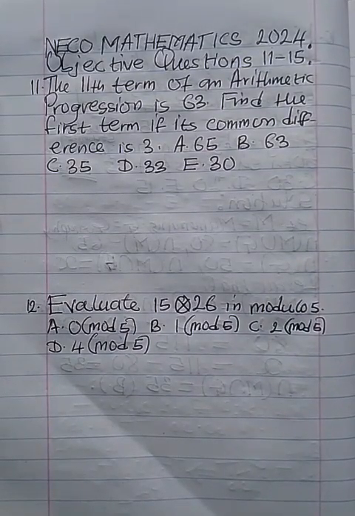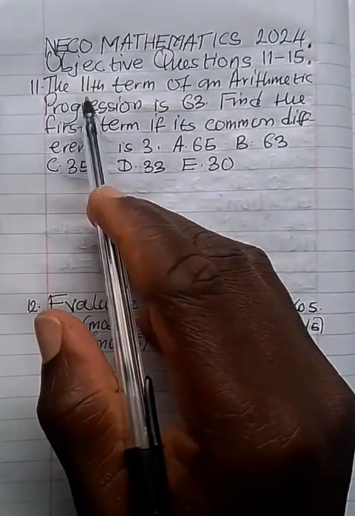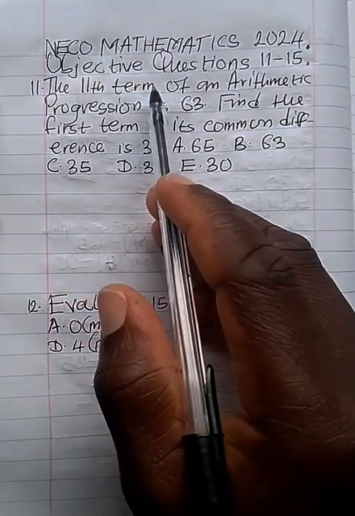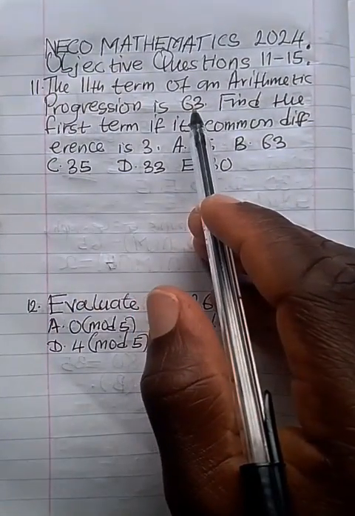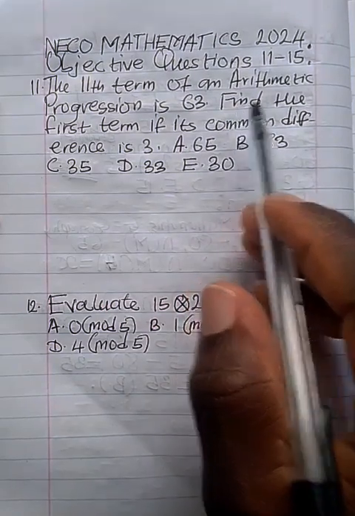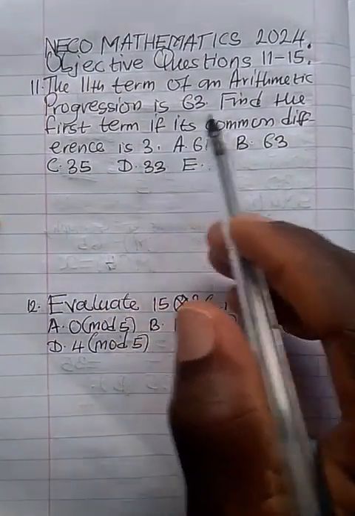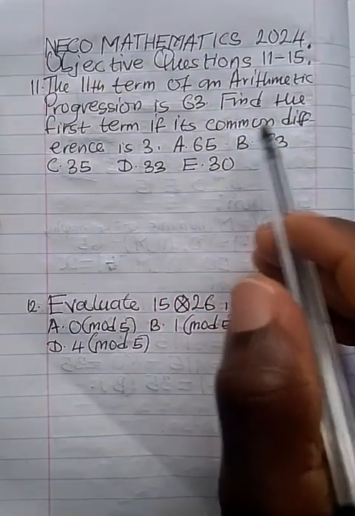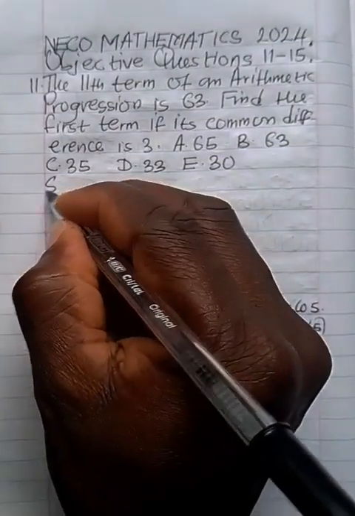NECO Mathematics 2024 Objective Questions 11 to 15. You have question 11. The 11th term of an arithmetic progression is 63. Find the first term if its common difference is 3.